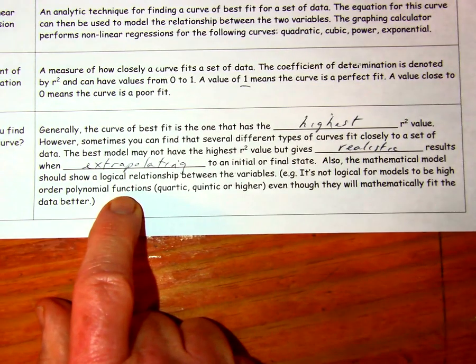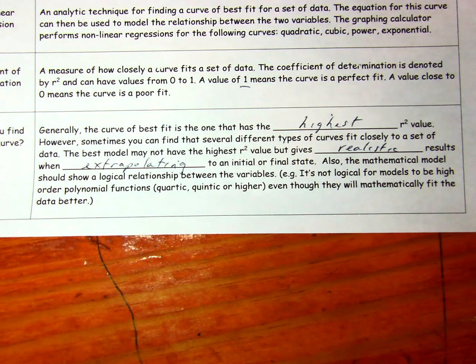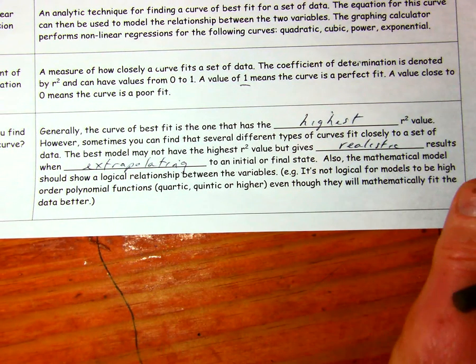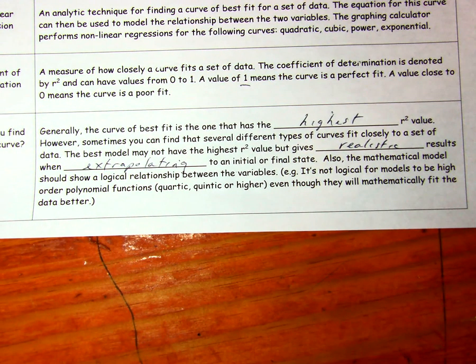For interpolating, most of the points are really close, but that probably doesn't model the actual science behind the relationship. So just be careful about that. So let's look at an example.